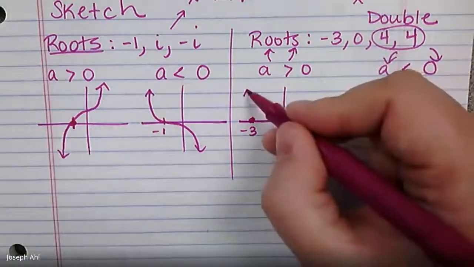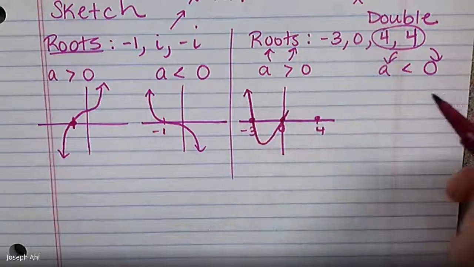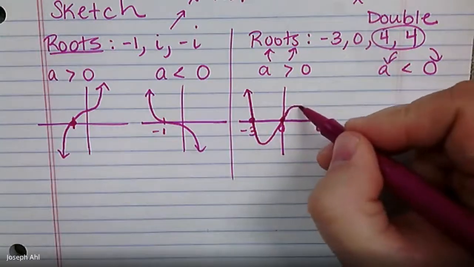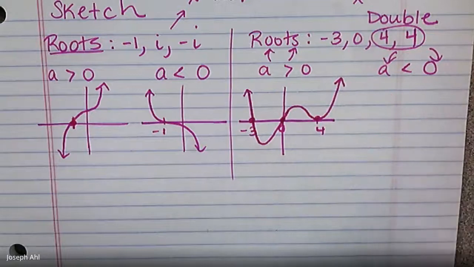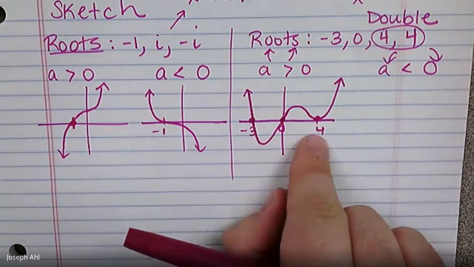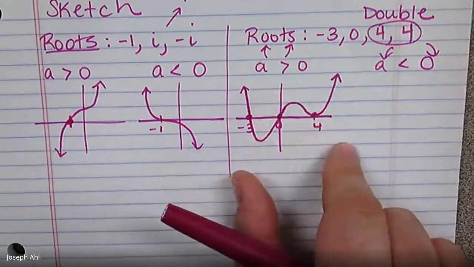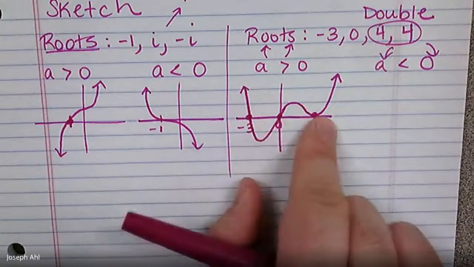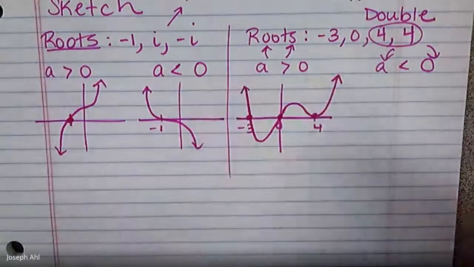So we're going to cross at -3. We're going to cross at 0. But when I come over to x equals 4, we're going to bounce off of 4 and head right back on up. That's how I can look at a graph and know that there's a double root at 4. If it bounces off of 4 rather than crossing through the x-axis. Single root, double root. And again, if a is greater than 0, we have to have both tails going up.